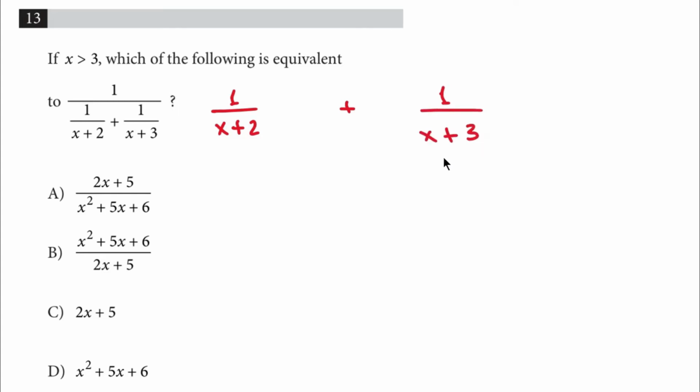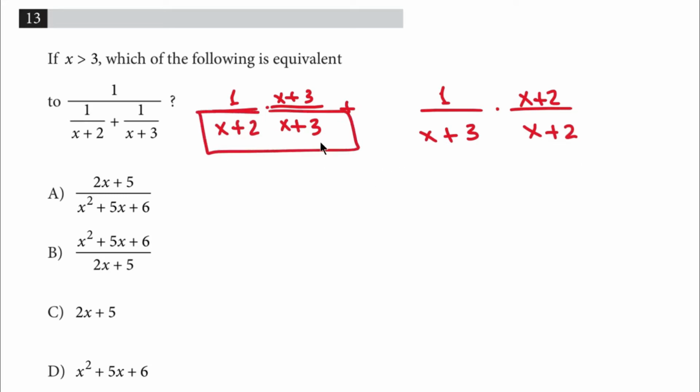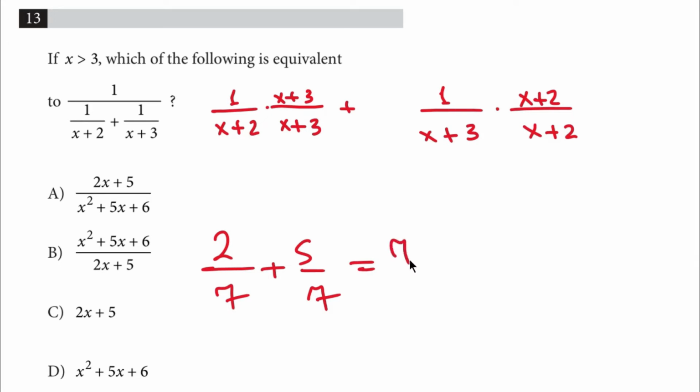How can we get the common denominator? All we have to do is multiply all of this by x plus 3 over x plus 3 in this way, and multiply all of this by x plus 2 divided by x plus 2 in this way. What this is going to do for us is give us common denominators, and as you know, for fractions, in order to sum them up, we need to have common denominators, just like 2 over 7 plus 5 over 7 is equal to 7 over 7, right? We need to have common denominators right here as well. And this is exactly what we have now.